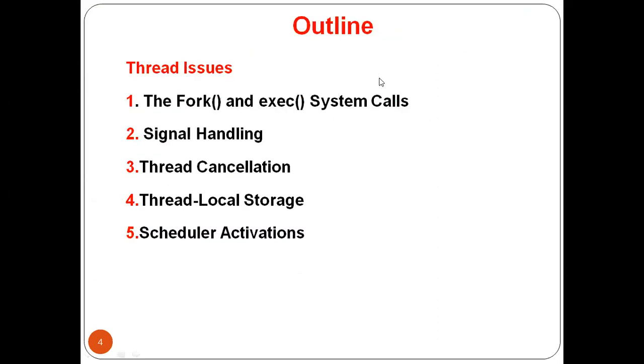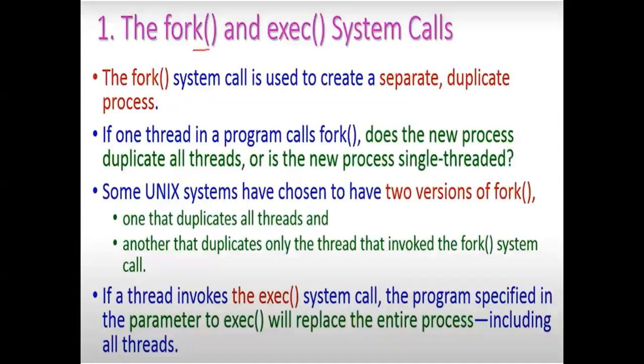So here are the outlines of today's session. The issues are, first we'll see about fork system call and EXEC system call. Next we'll discuss about the signal handling process, then thread cancellation, thread local storage, and scheduler activations. So these are the 5 issues in executing the thread. We'll see one by one.